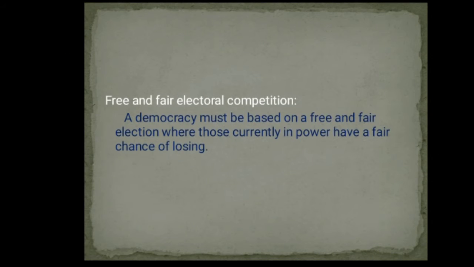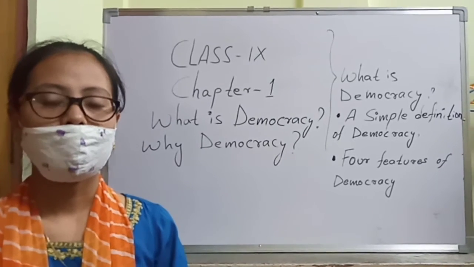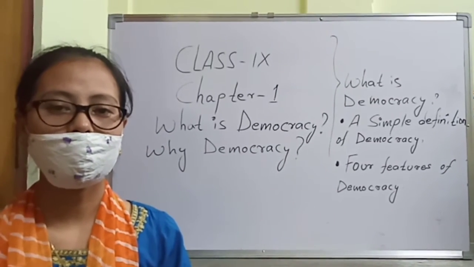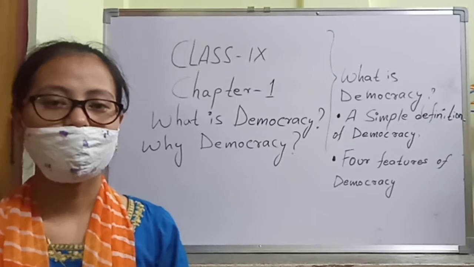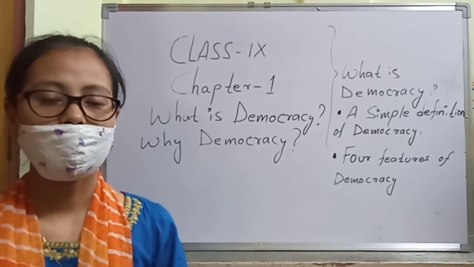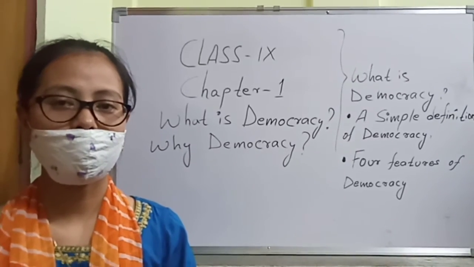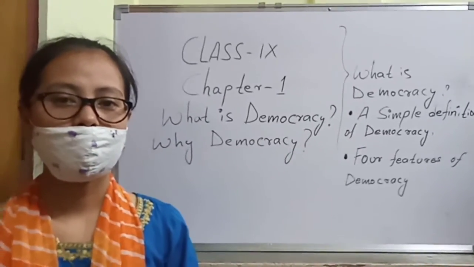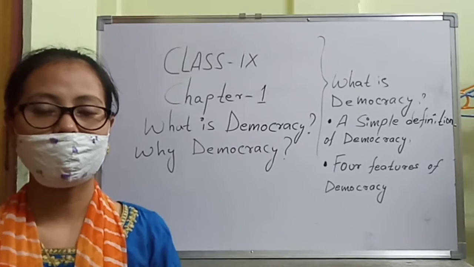Second feature: free and fair electoral competition. A democracy must be based on a free and fair election, where those currently in power have a fair chance of losing. For example, in China, elections are regularly held after every 5 years for electing the country's parliament. The National People's Congress has the power to appoint the president of the country. It has nearly 3,000 members elected from all over China.